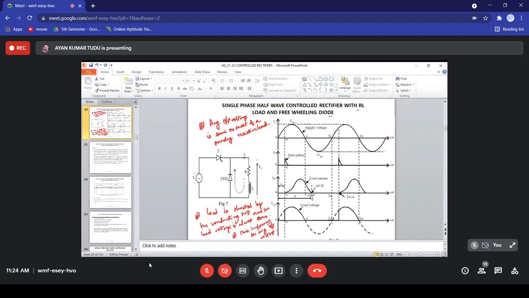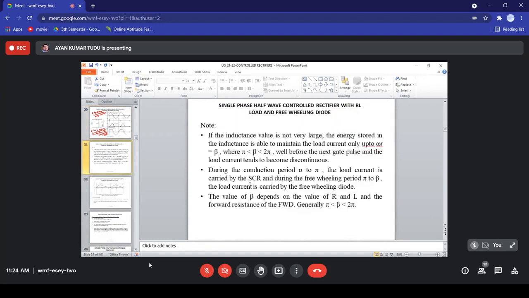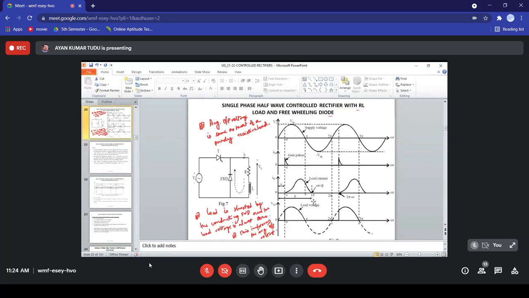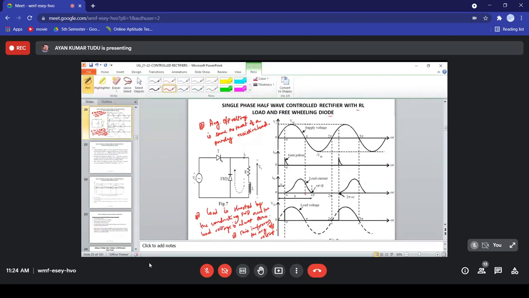During the conduction period of alpha to pi, the load current is carried by the thyristor, and during the freewheeling period from pi to beta, the load current is carried by the freewheeling diode.